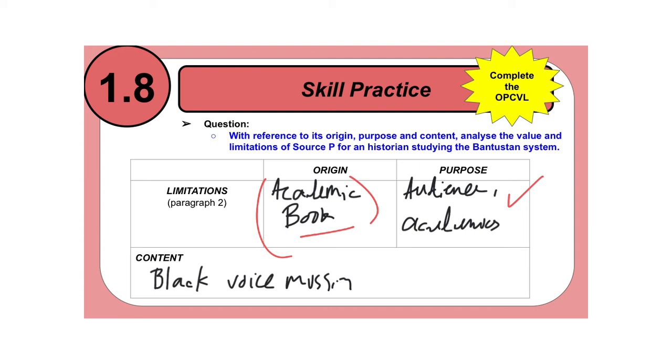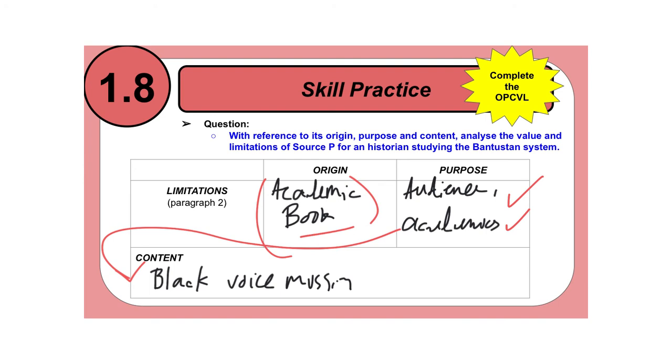But one of the purposes is the audience. This is an academic book, so it is written for academic audiences. The average Joe Schmo on the street is not going to read this. So this is perhaps a limitation to a historian because the audience was academics. And so maybe there are things that have been left out of this document, which brings us to the next one down here, content.